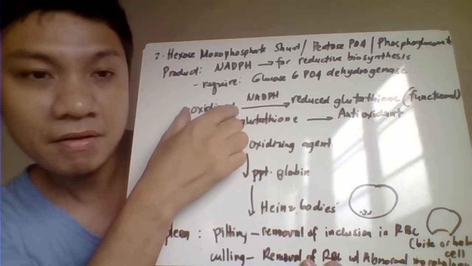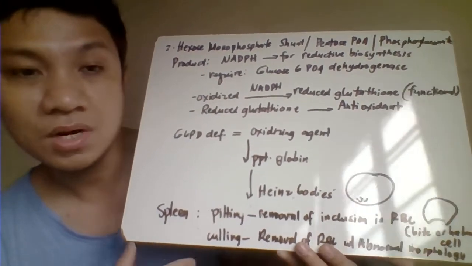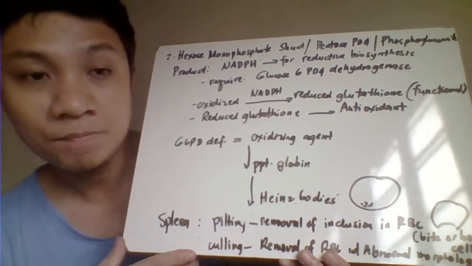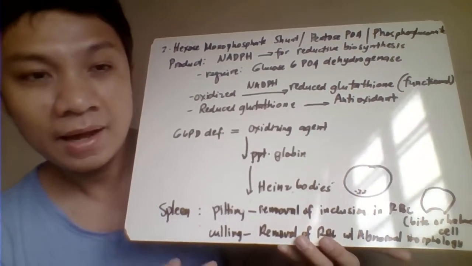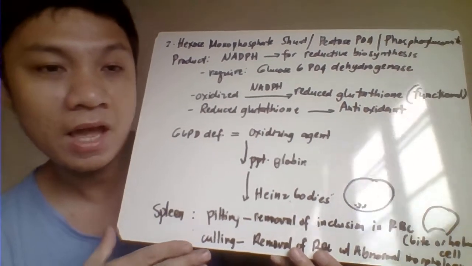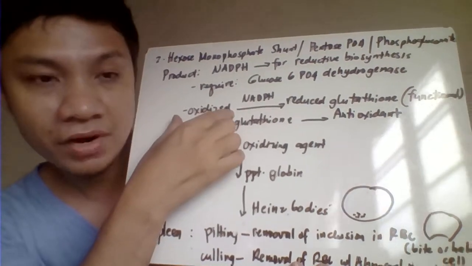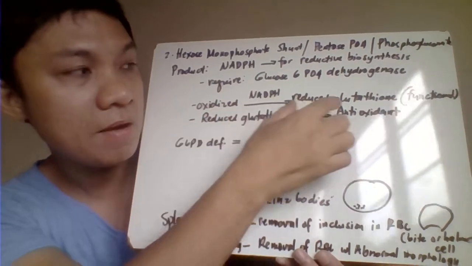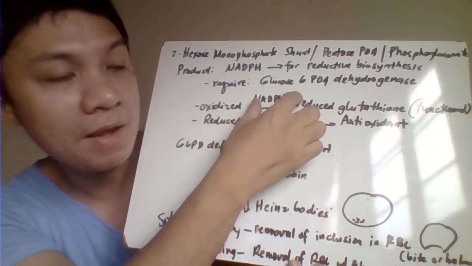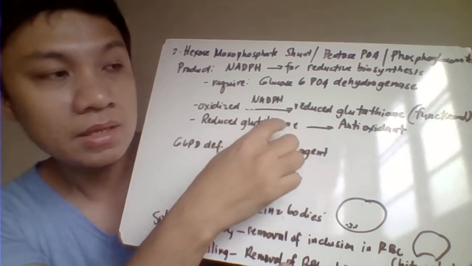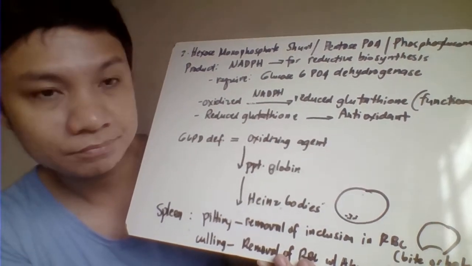So, for it to become functional again, to act as an antioxidant and exert its antioxidant property, we need to renew our glutathione here. We give it energy in order for that to become functional again. To convert your oxidized glutathione to reduced glutathione, which is the functional state, you need NADPH. And this NADPH is the product of your hexose monophosphate shunt pathway.